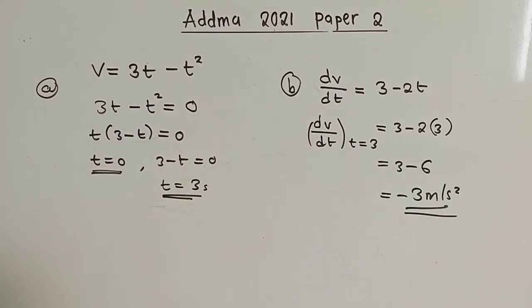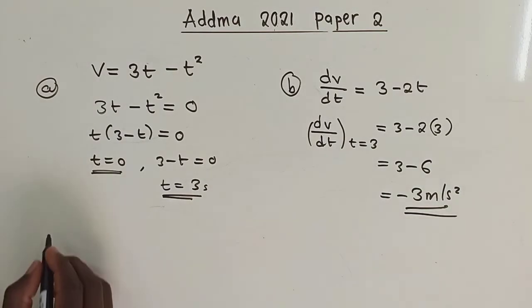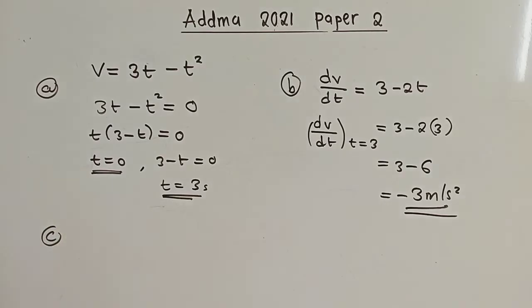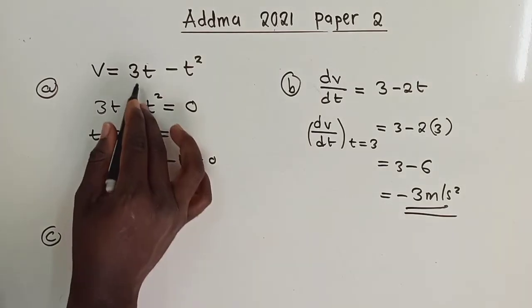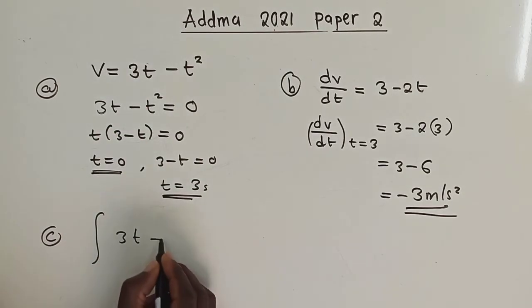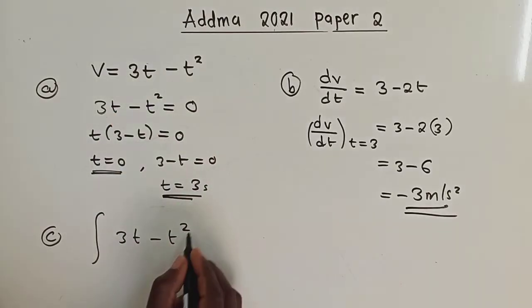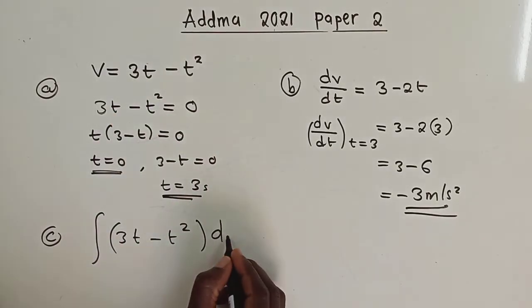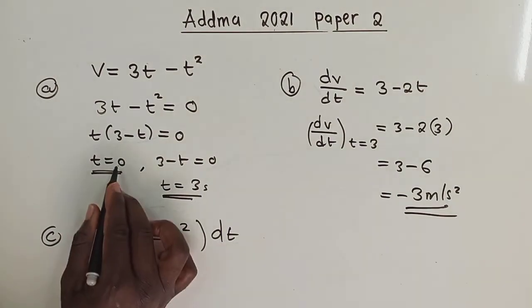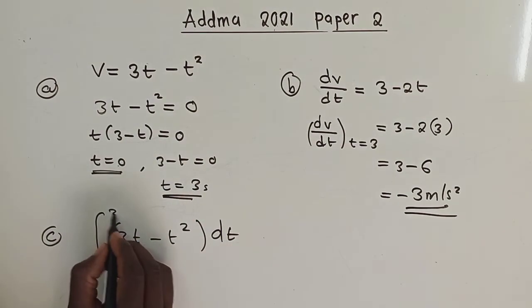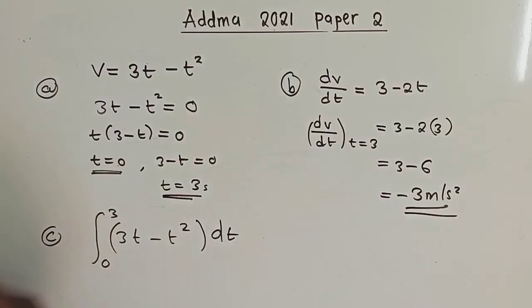So we go to the last question. The last question here, question C, they want us to find the distance OP. So to find the distance, we are going to integrate this velocity with respect to t, and our lower limit will be 0 and upper limit will be 3, just like that.